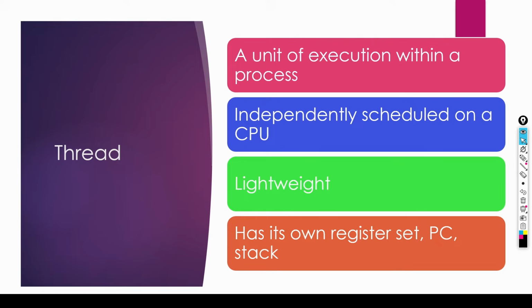Threads are lightweight because if we talk about a process, a process consumes more memory. It has to maintain more data structures. But in case of a thread, all the threads belong to a particular task, so they share some of the data structures. They only need a certain degree of isolation. So threads are lightweight. As I said, each thread has some of its own data structures and independently gets scheduled on a CPU. Each thread has its own register set, its own program counter, its own stack, and some portion of the memory.